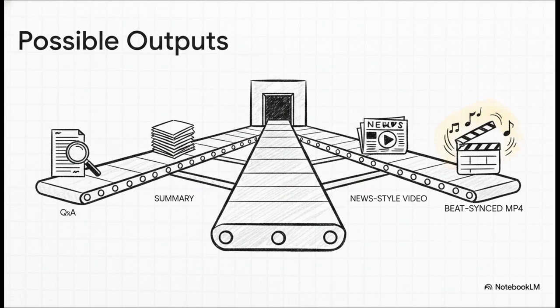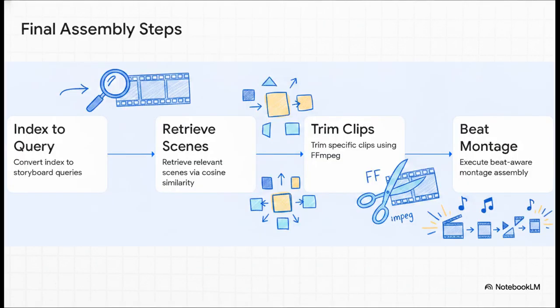How cool is that? Let's break down the final sequential actions that result in that seamless video. First, the system converts the index into storyboard queries. Then, it retrieves the most relevant scenes by mathematically comparing them using cosine similarity. Third, it fires up FFmpeg to precisely trim those specific clips. And finally, it executes a beat-aware montage assembly, laying the clips down perfectly to the rhythm of the audio track. Boom! You've got a fully rendered video created entirely by AI agents coordinating with one another.